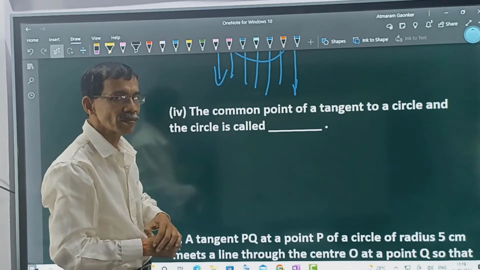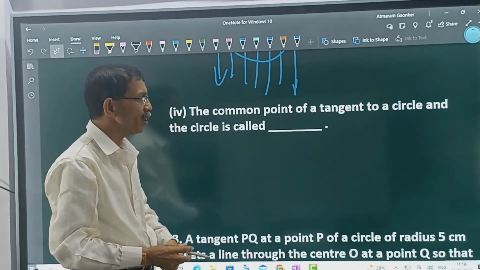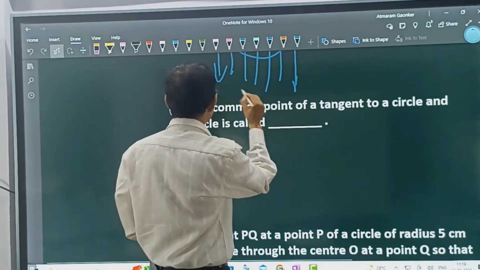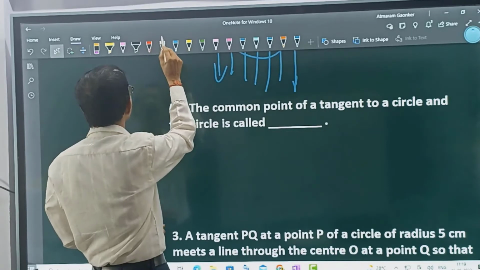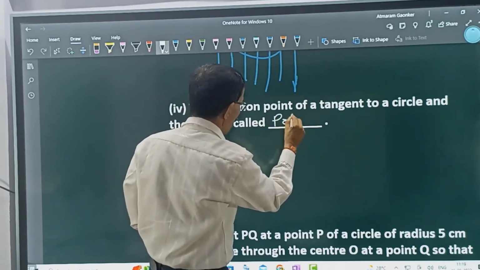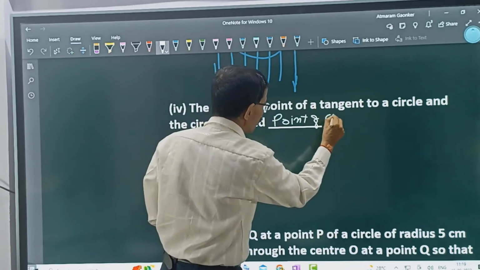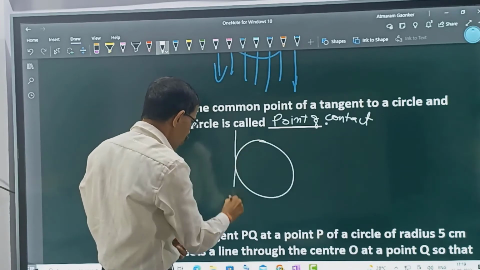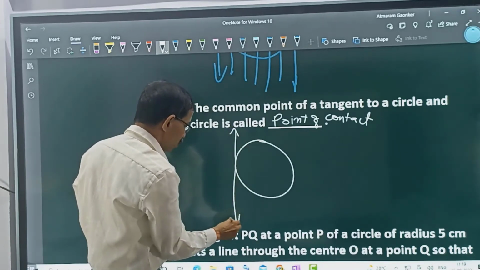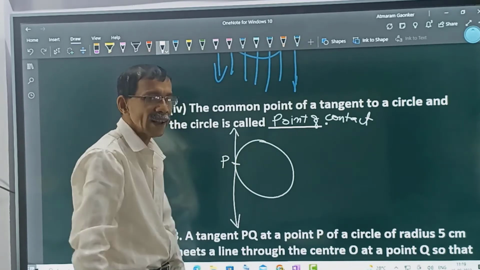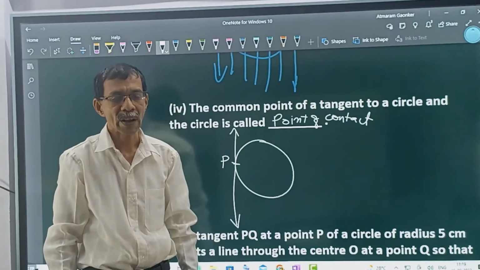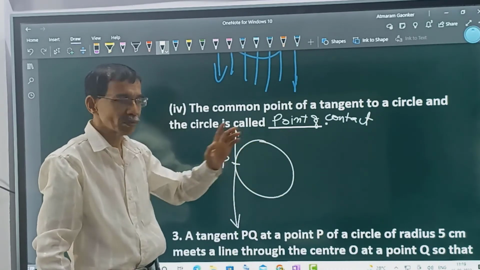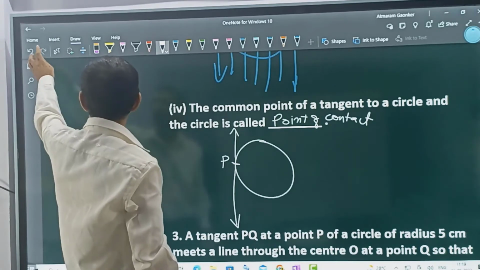The question is like this. The common point of a tangent to a circle and the circle is called dash. The correct answer is point of contact. See, this is a circle and you draw one tangent at point P, and point P is called the point of contact, where the contact of a line and circle comes. So let's go to the next question.